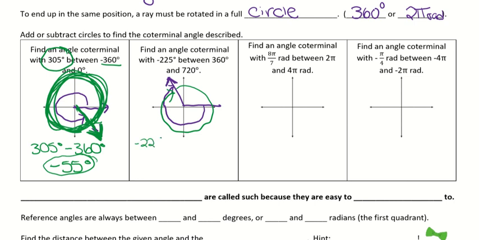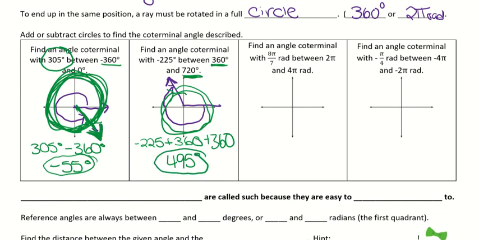So negative 225 plus 360. Is that going to get us between 360 and 720? Nope, that's not going to get us there. But the good news is we can add as many circles as we want. So if we add another circle, then we will end up with 495 degrees. And does that fit in this range? Is that between 360 and 720? You bet it is. So again, we add or subtract circles to find a coterminal angle in the range described.